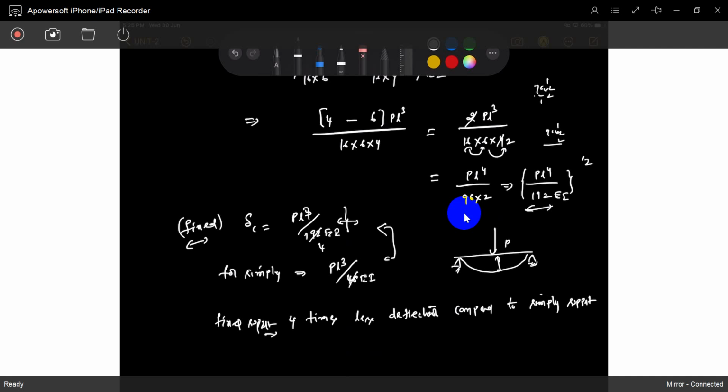Okay, that's it. Today is enough. I think the 1 hour is over. I expected to complete another simply supported beam, and another fixed beam also. But okay, only 4 minutes are there.